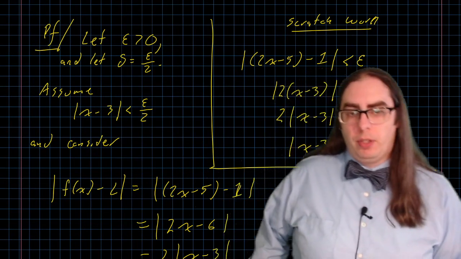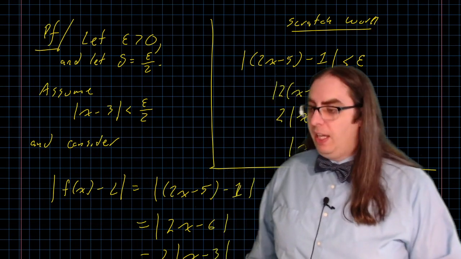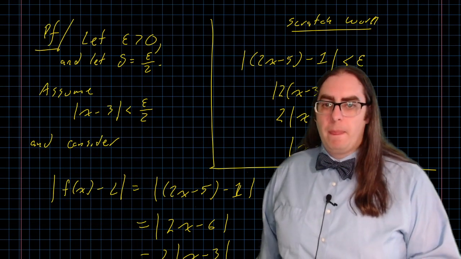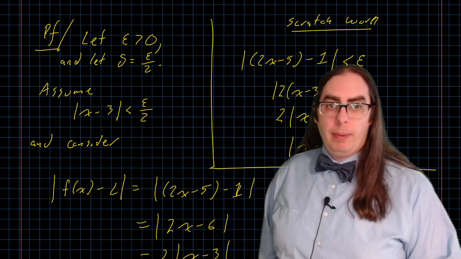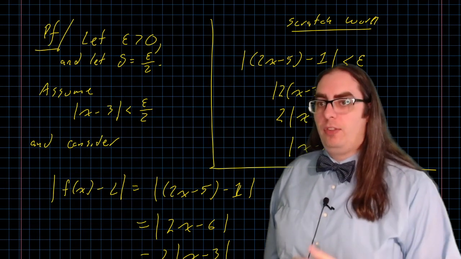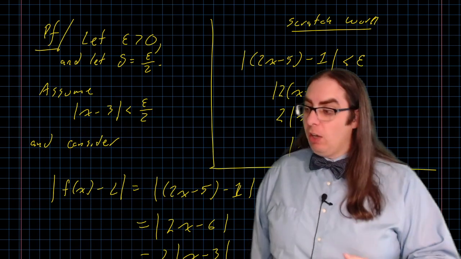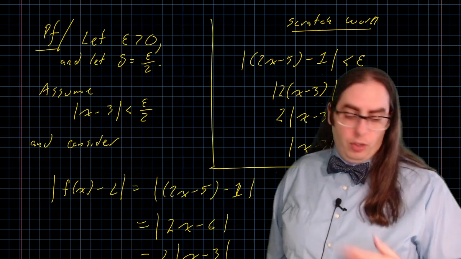Let epsilon be bigger than 0, let delta equal the thing that I found in my scratch work, and assume that the absolute value of x minus c is less than delta, because the definition of a limit says that we care about what happens whenever this is the case, the absolute value of x minus c less than delta. And we care about what happens to the absolute value of f of x minus L. So that's the next thing we do.